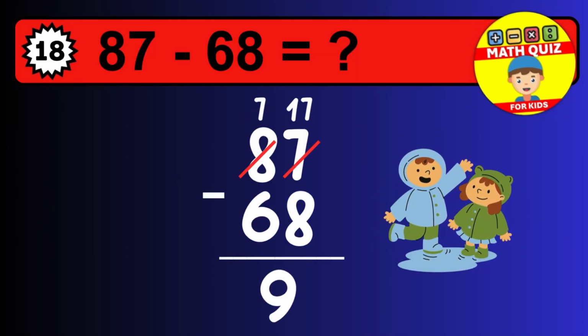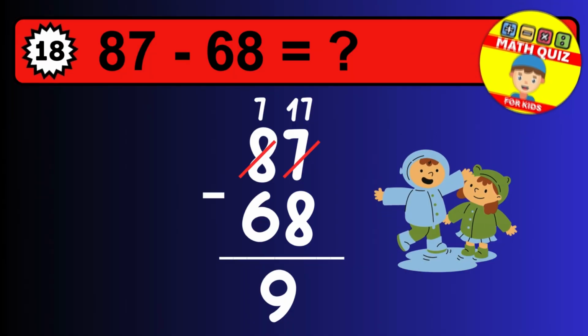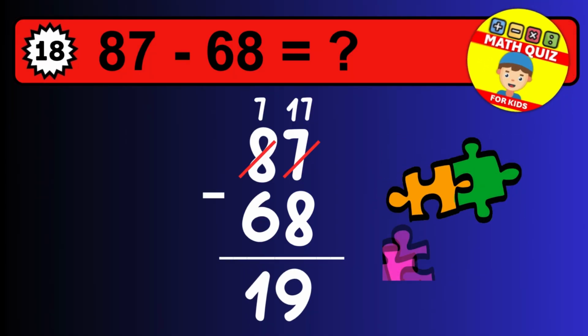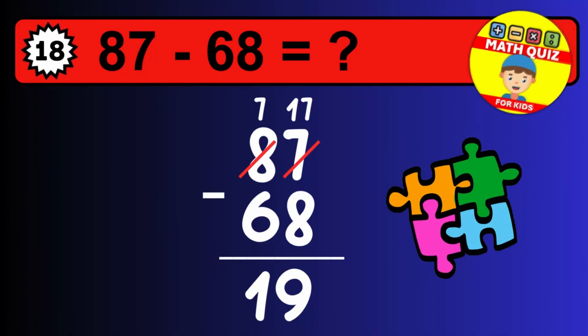Now we subtract. 17 minus 8 is 9. Then we go to the tens. 7 minus 6 is 1. The final answer is 19.